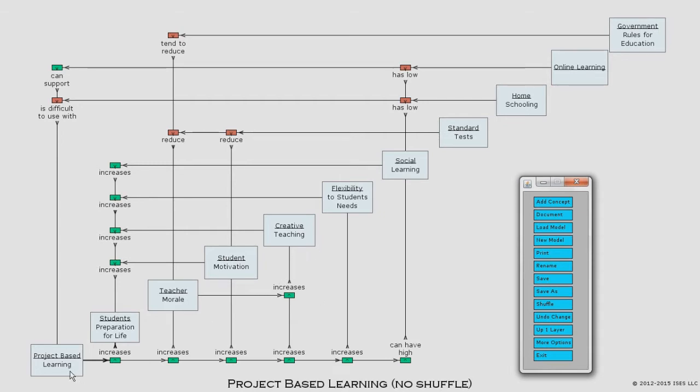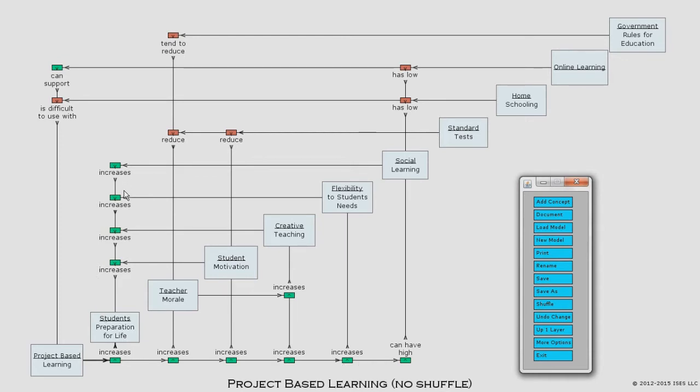Notice, concepts are on the diagonal. Think of building up your ideas. And associations go neatly above and below them. Starting from a concept and going along the horizontal, you can quickly see the associations to other concepts. For example, project-based learning increases teacher morale. Project-based learning increases students' preparation for life, and so on. All of those associations are on a horizontal line.